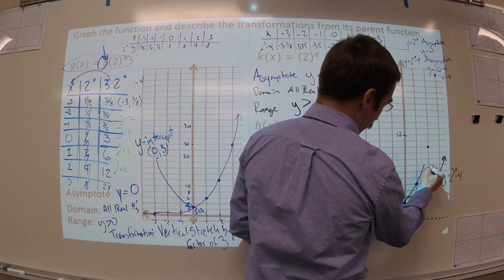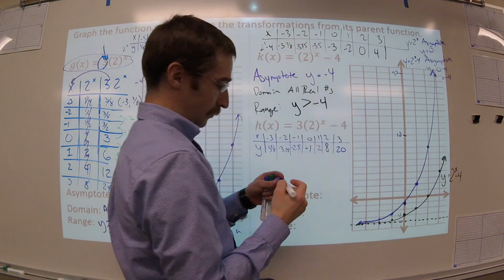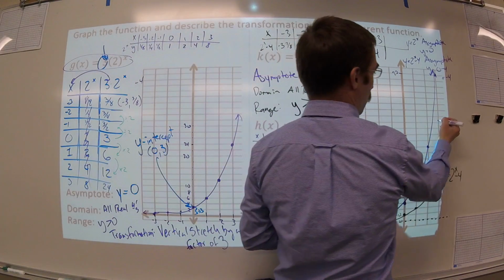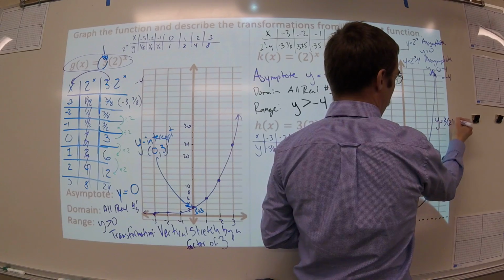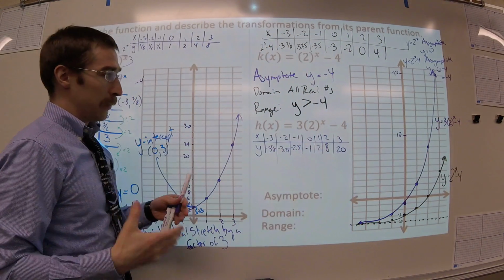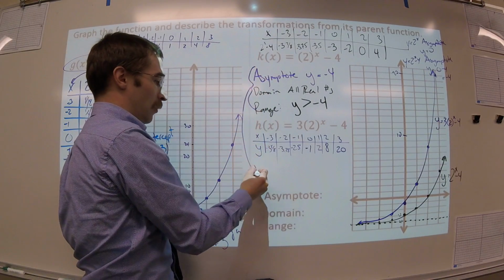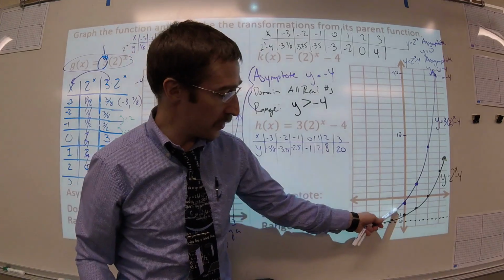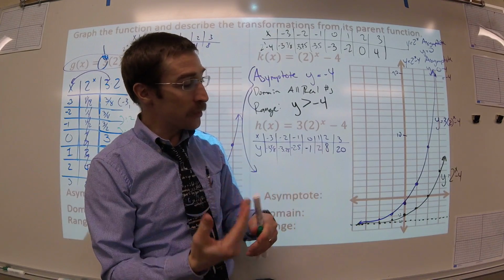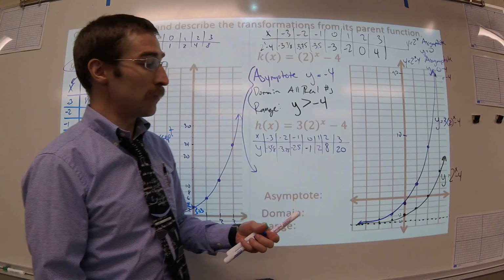So this purple graph is y equals 3 times 2 to the x minus 4. So, same domain, range, and asymptote here. What I want to do is compare these two functions here. The one in black, y equals 2 to the x minus 4, and the one in purple, 3 times 2 to the x minus 4.